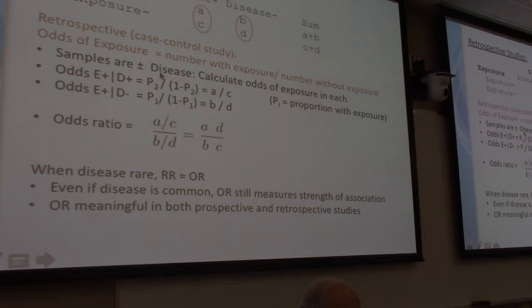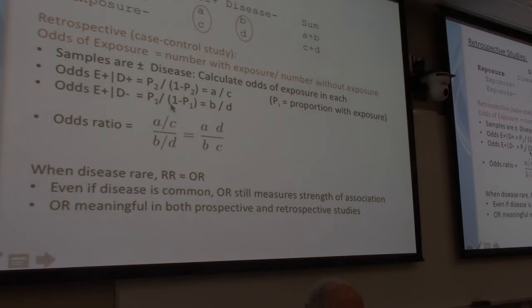So in this case, if we say P2 is the probability of an exposure, then the odds of exposure in this group, the group with lung cancer, so the odds of smoking in the group with lung cancer is just A, the number who smoked, divided by C, which is the number that didn't smoke. And in the other group, it's B over D, and that's the odds.